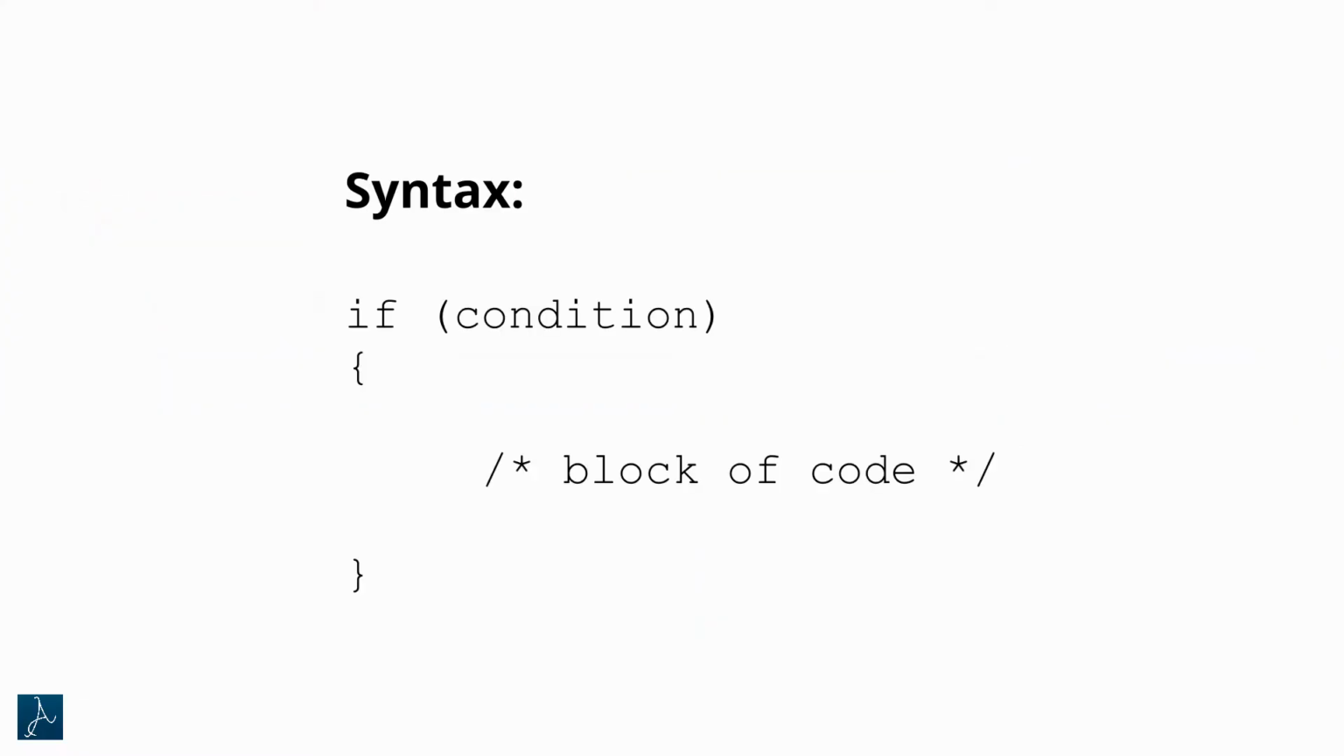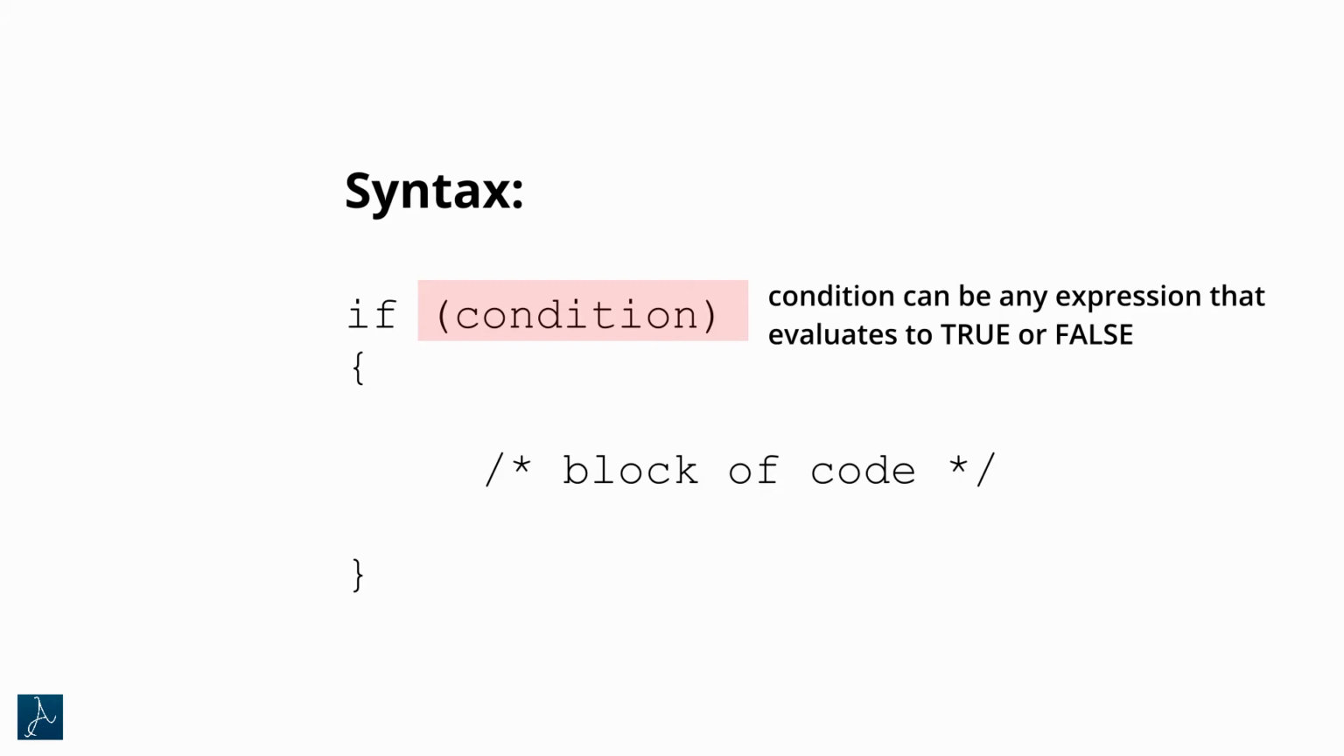Here is the syntax of if statement in C. Here, if is a keyword in C. Within round brackets, we have a condition. Condition can be any expression that evaluates to true or false. And then, within curly braces, we have block of code. Block of code can have 0 or multiple statements in it.